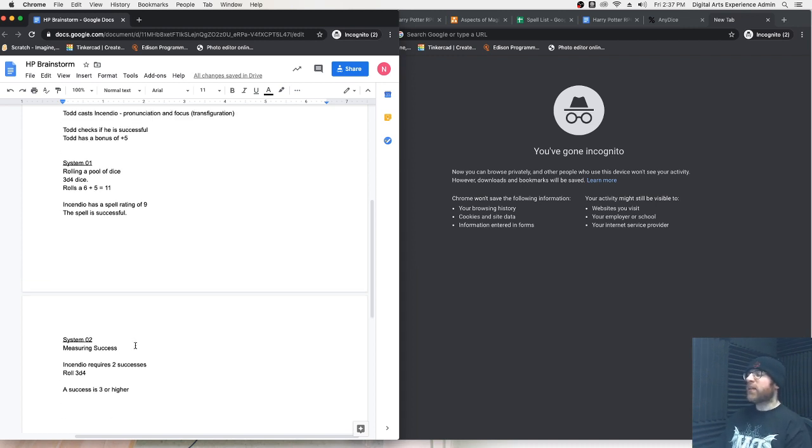So then maybe instead of adding this to the success of the spell, we add it to other factors like the aiming or something, or maybe your spell attack could be a thing. So success of 3 or higher, the spell is cast, and I kind of like this system a little bit more because it's a little bit simpler.